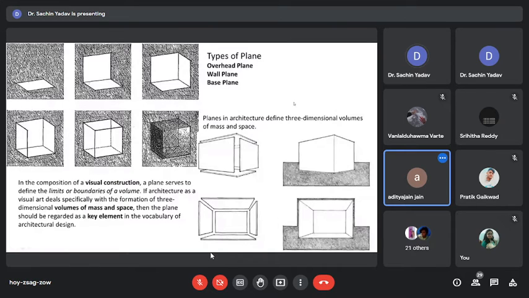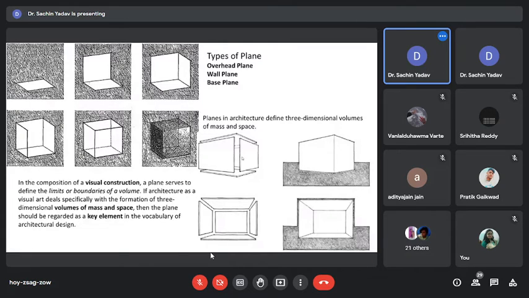So there are three types of plane: overhead plane, wall plane, and the base plane. Planes in architecture define three-dimensional volumes of mass and space. The properties of each plane, like the size, shape, color, and the texture of the plane, right?